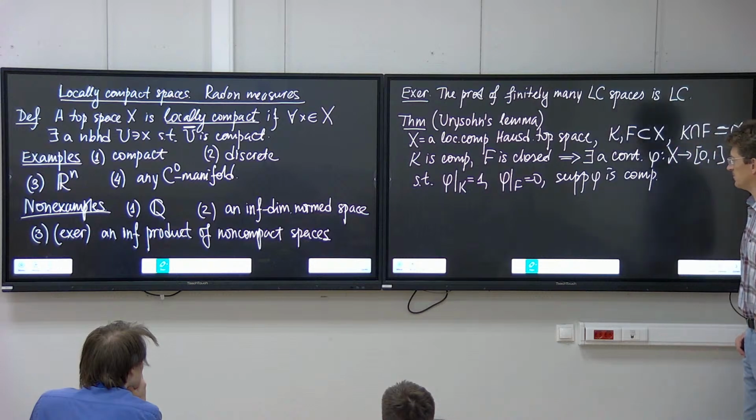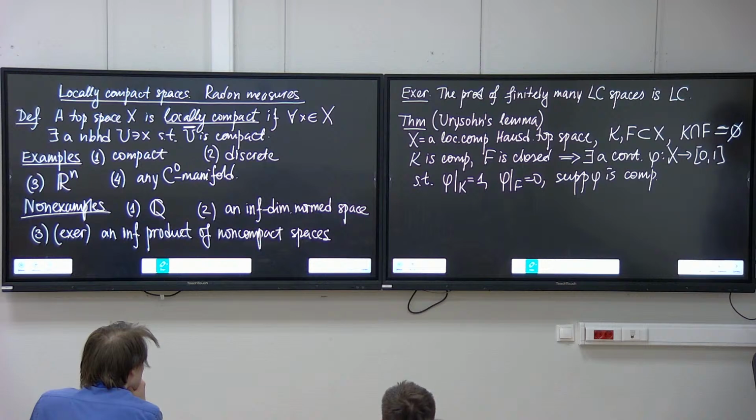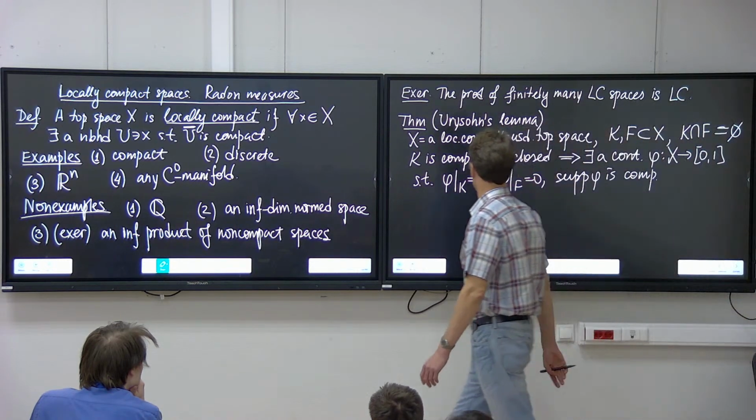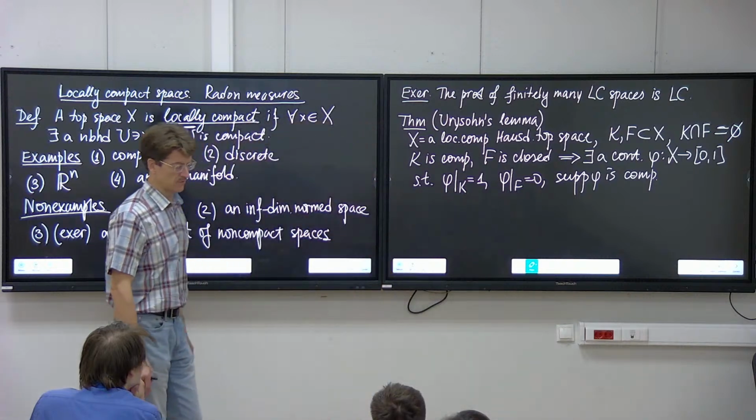So this is a version of Urysohn's lemma. Traditionally, Urysohn's lemma is normally stated for normal topological spaces, but this one is easily reduced to normal spaces by taking the one-point compactification. Anyway, the proof can be found in any book on general topology.